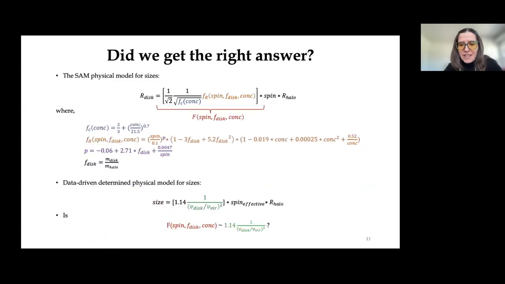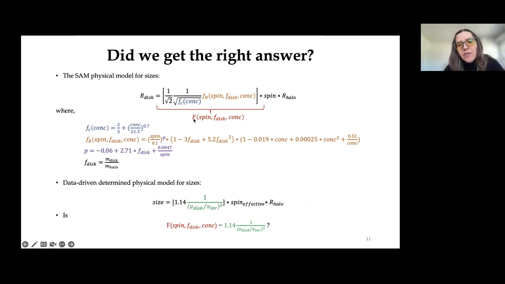And as the next question, we ask, did we get the right answer? So for that, we want to compare the semi-analytic physical model for sizes with our data-driven derived physical model for sizes. We can see in the two equations here, the one for SAMs and the one derived by data-driven methods, that both have a spin and r halo term in common. And so we want to compare the factor in front of the spin and r halo term for both cases.